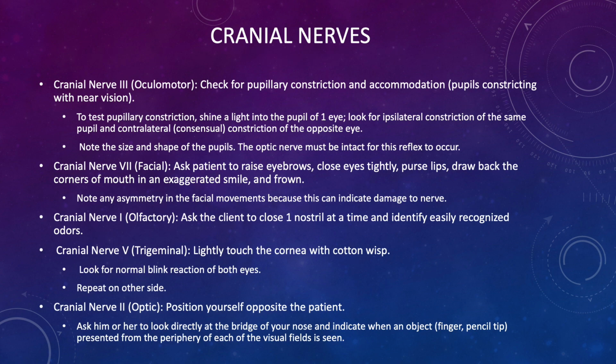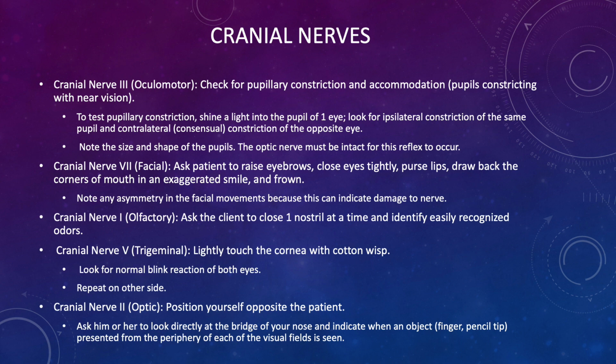Okay, so cranial nerve 3 is ocular motor. We need to check for the pupillary constriction accommodation, and they will constrict with near vision. So in order to test that, you need to shine a light in the pupil of the first eye, look for ipsilateral constriction, which is same side, and the contralateral, which is opposite side. And note the size and the shape of the pupils. The optic nerve, if it's not intact, you're not going to get a reflex, period.